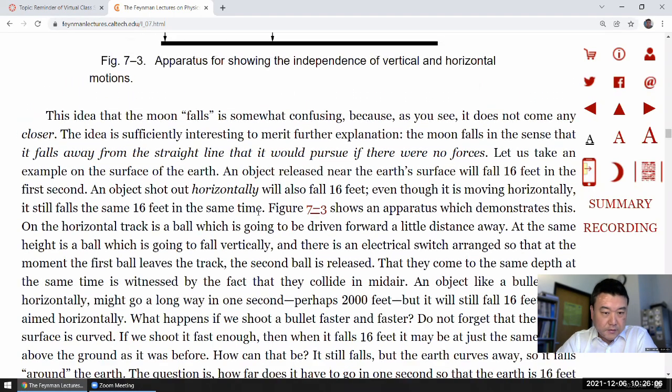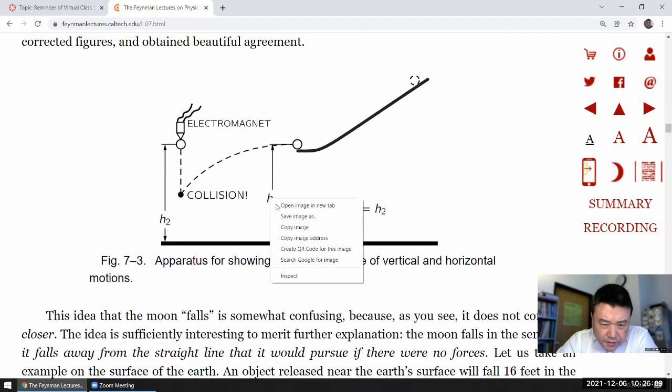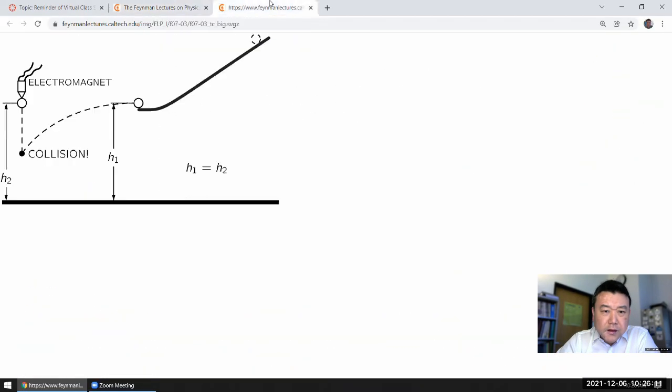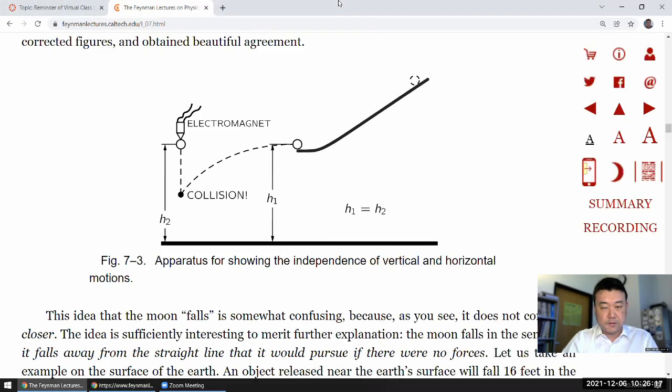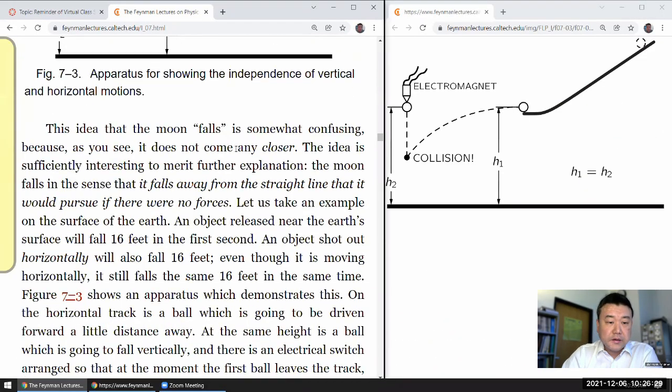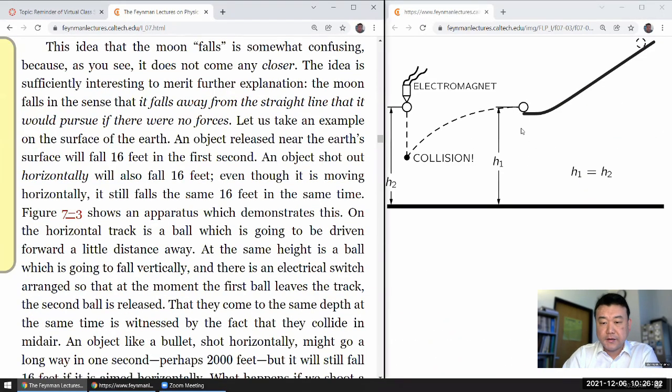Oh, yeah. So it's this. Let me try doing this. Open image in new tab. Yeah, and let me try having this on the side so that we can read and both see the description of the apparatus. Yeah. So in this coming section, he's describing this apparatus.